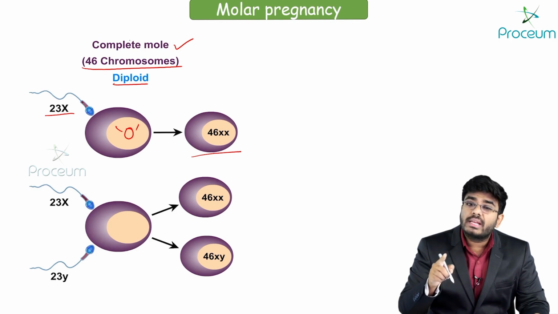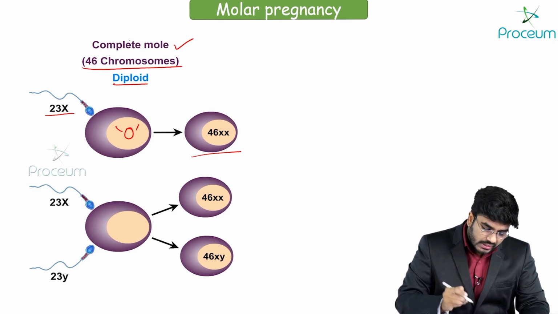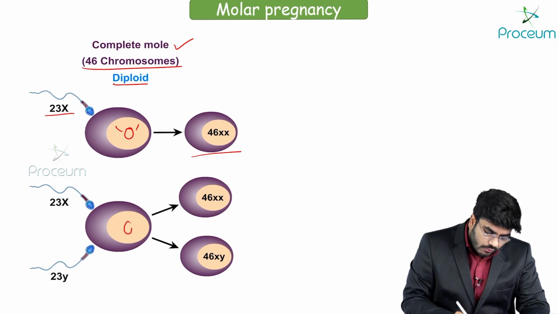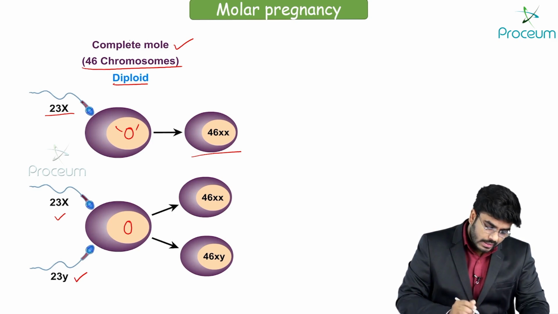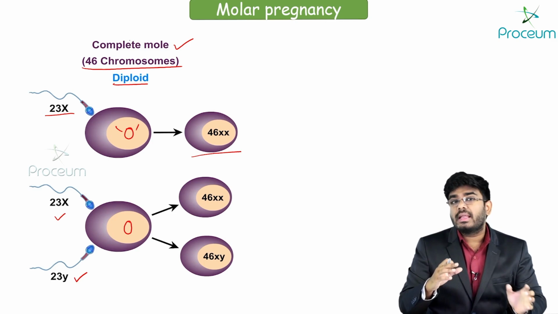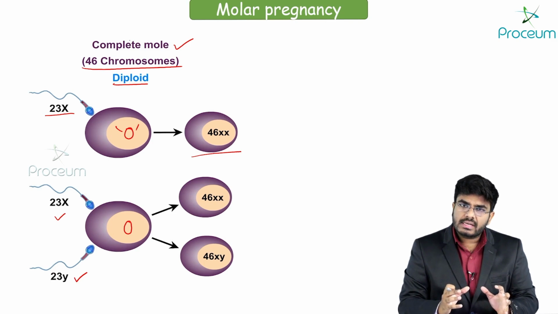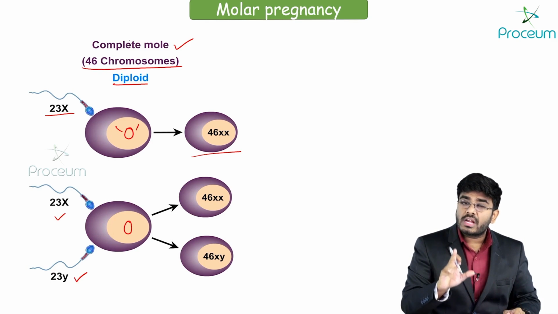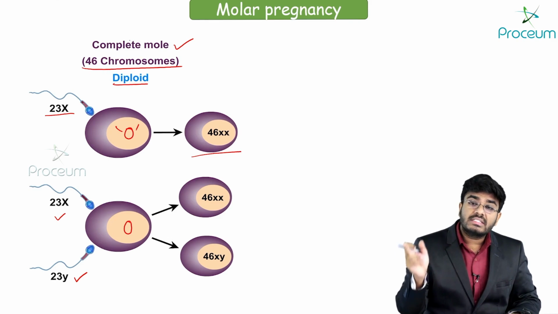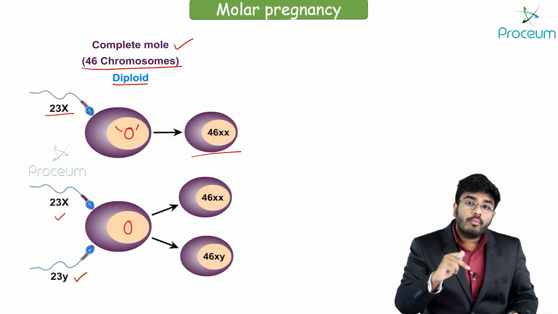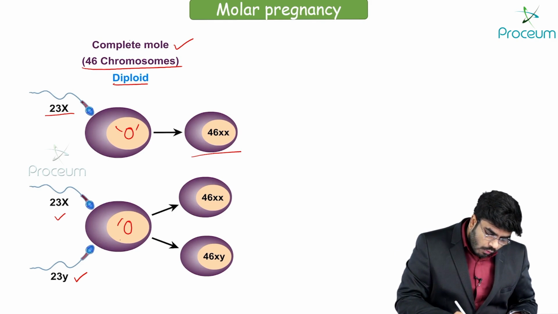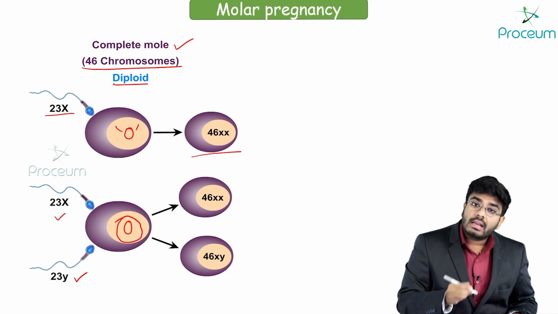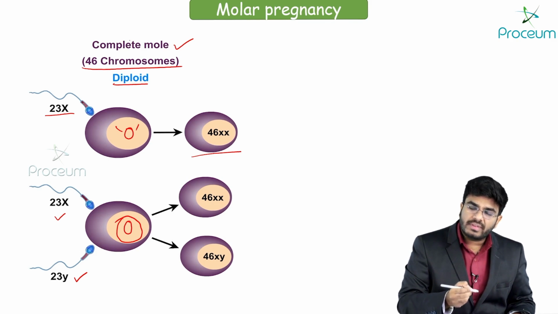But in 5 to 10% of the cases, this empty ovum is fertilized by two sperms, only in very few cases. Now if it is fertilized by two sperms, you might be thinking, sir, this is a condition similar to partial mole. No, in partial mole you have a triploid condition where the ovum is having genetic material. But this is a complete mole where the ovum has no genetic material. Now it's getting fertilized by two sperms very rarely.